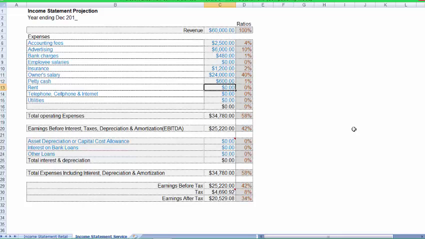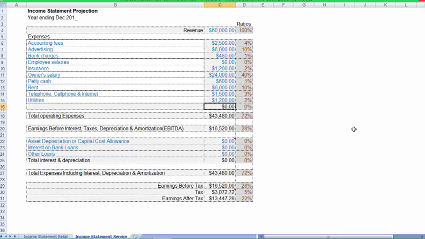This is my forecast. My rent, I'm renting a small office, so let's say $6,000 a month. Again, this is a small office. My telephone, cell phone, and internet, let's say $1,500 for the year. My utilities are $100 a month, so let's say $1,200.